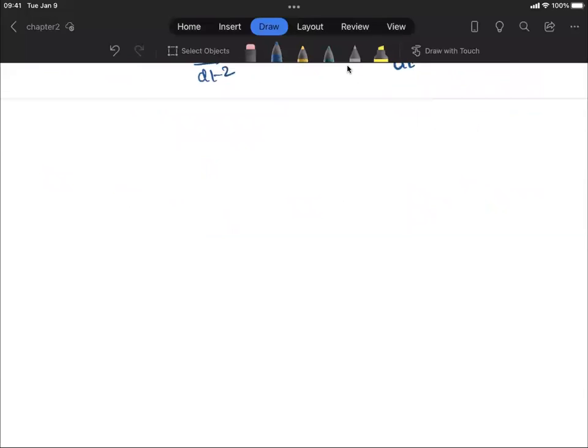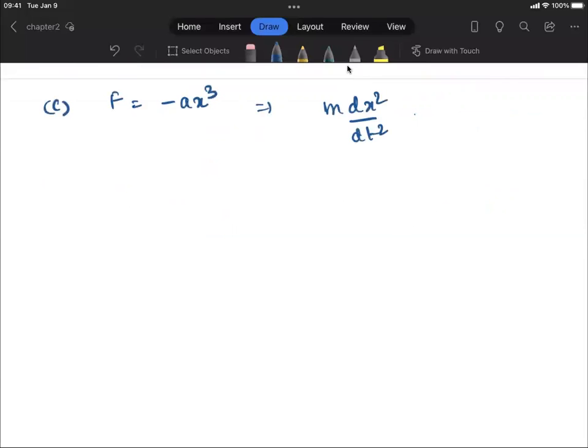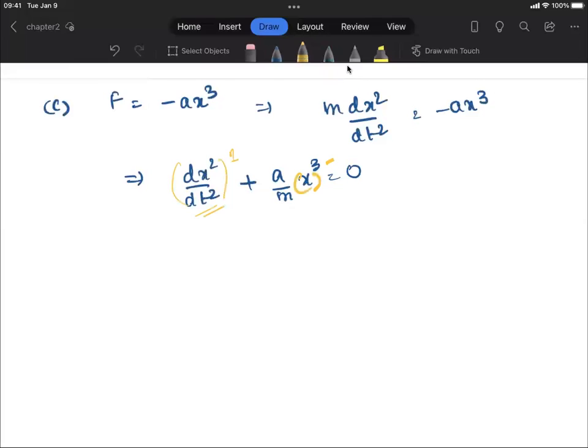Now moving on to part C. F is equal to negative A x cubed. So this is the differential equation we have. Now this term is fine because it's raised to the power 1. However, this term is not fine because it's raised to the power 3. And this makes the equation nonlinear. So C is nonlinear.